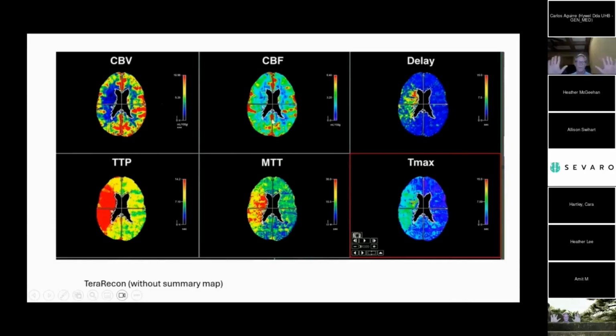So if I was just to read this grossly without a summary map, I'd say there's a right MCA distribution stroke. It's large, and the mismatch ratio is about 2 to 1 or 3 to 1.